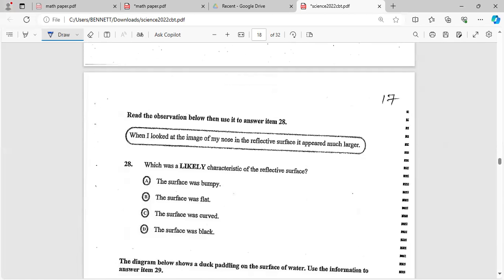Read the observation, then use it to answer item 28. When I look at the image of my nose in the reflective surface, it appeared much larger. Which was a likely characteristic of the reflective surface? A, the surface was bumpy. B, the surface was flat. C, the surface was curved. Or D, the surface was black. And for 28, that would be the surface was curved. Let's move on to 29.